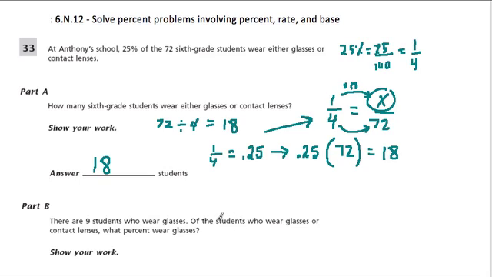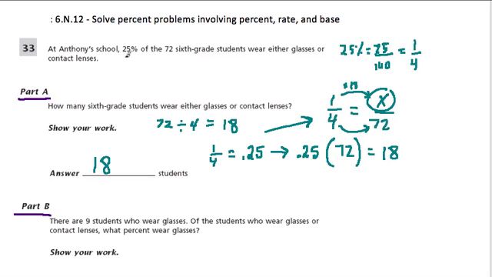Okay, part B. There are 9 students who wear glasses. Of the students who wear glasses or contact lenses, what percent wear glasses? Ooh, okay, and this is interesting. Part B requires us to understand part A. So part B says there are 9 students who wear glasses.